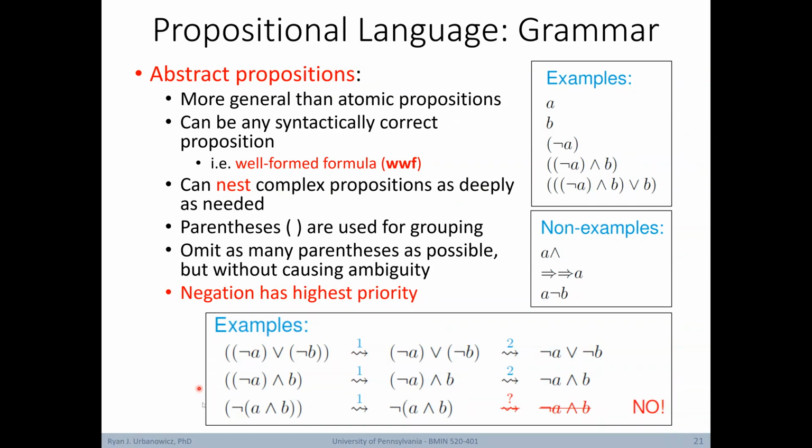Here are some examples of simplifying abstract propositions without losing their original meaning. In this example, we can sequentially remove the parentheses without losing the original meaning. The same is true in this example. However, it's not true in this final example because the negation operator has the highest priority. Therefore, these parentheses cannot be removed without changing the meaning of the expression.